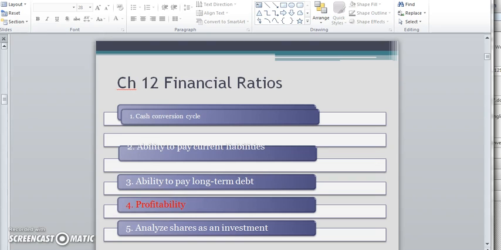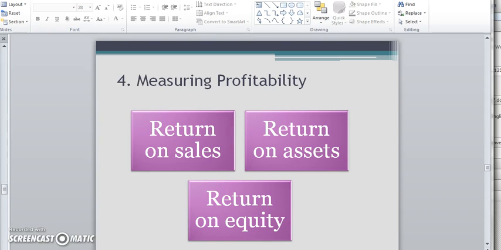Now, profitability, let me see if I can find it. It's slide number 43. There's only 3 ratios here: return on sales, return on assets, and return on equity. What does return mean? Well, return basically means your profit or your loss on your investment. So that's what return means in that sense.